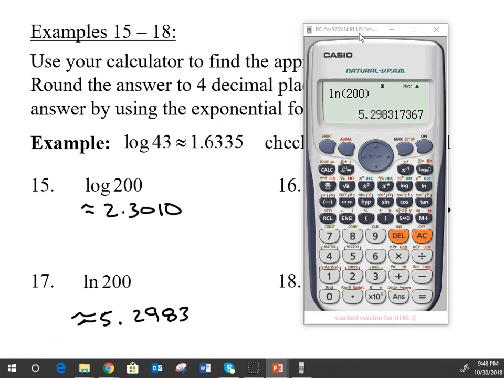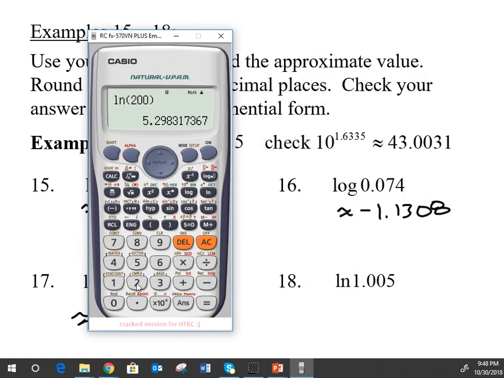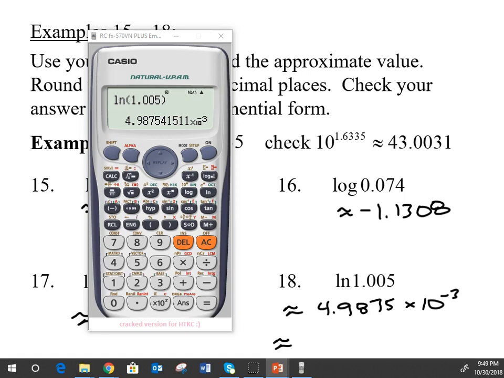And then our last one is natural log of 1.05. Natural log 1.05 is actually 0.005. And you notice this one came out in scientific notation. So you could either write it, it's up to you, as approximately 4.9875 times 10 to the negative third, or if you want to write it in straight decimal form, that means we have to shift the decimal to the left 3 places, so around the 4 and then 2 more spots.